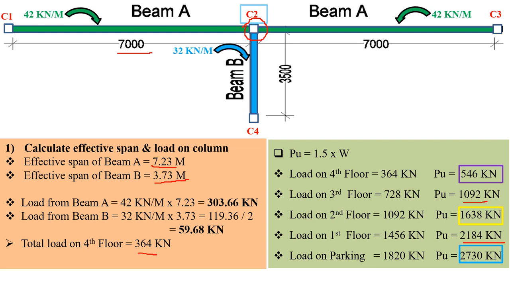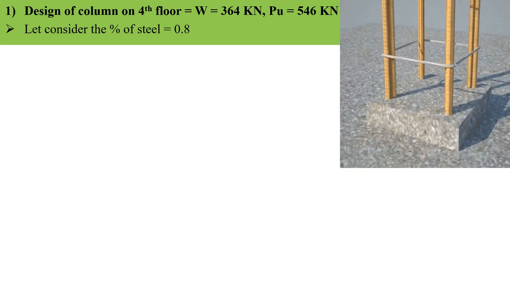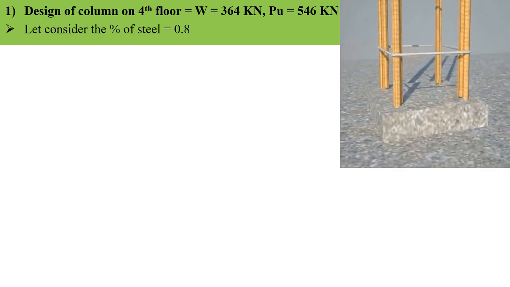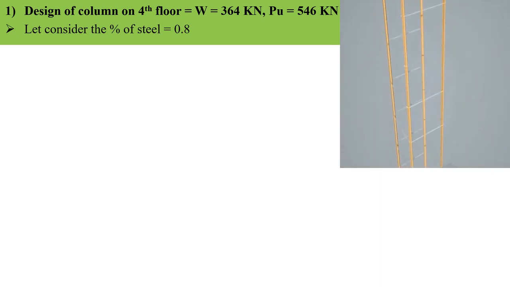That is the load calculation we have done for all the respective floors. So now let's start the design. Let's start the design from the top floor, that is the fourth floor. So, design of a column on the fourth floor. The load we have already calculated is 364 kilonewton, and PU is 546 kilonewton.